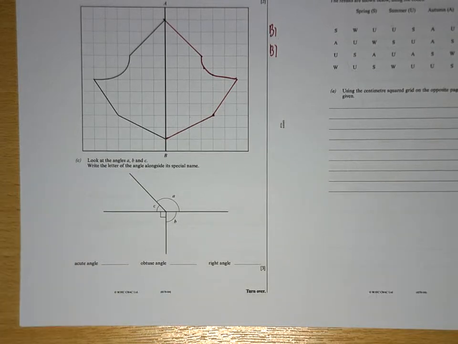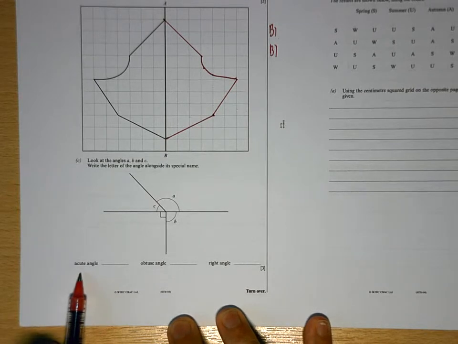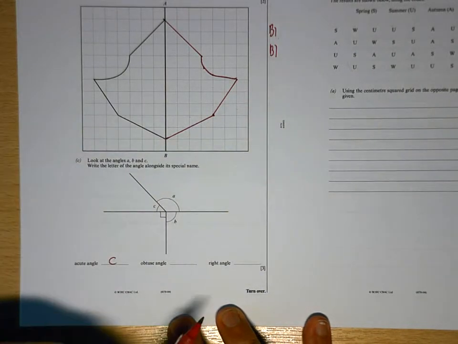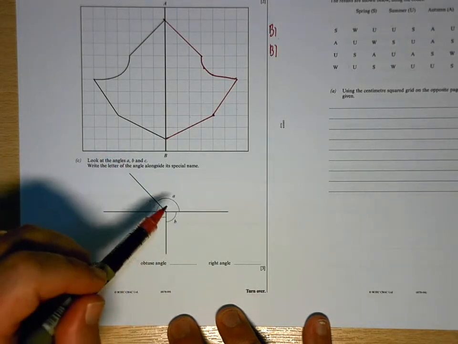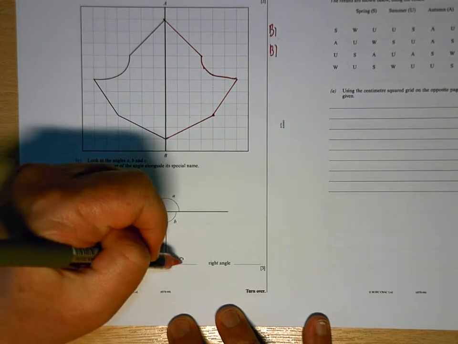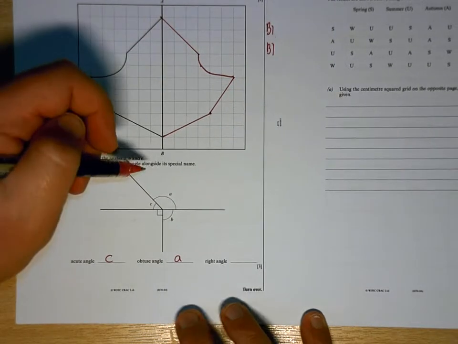Okay, look at the angles A, B and C. Write the letter of the angle alongside its special name. So as I've told you many times, you need to know what an acute angle is. An acute angle is one that's smaller than 90. Acute, it's small, so that is C. Obtuse is a big angle, bigger than 90, smaller than 180, so A would be the obtuse, and the right angle is given by the little square box.